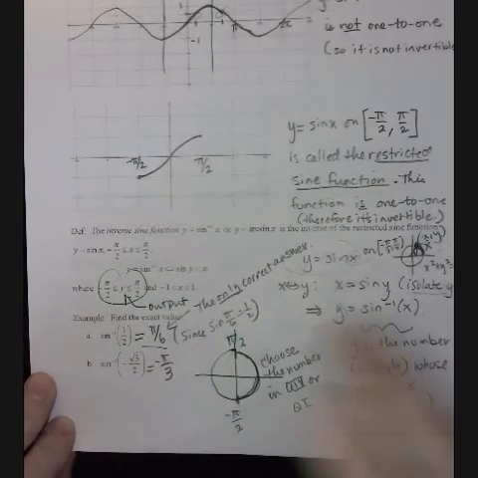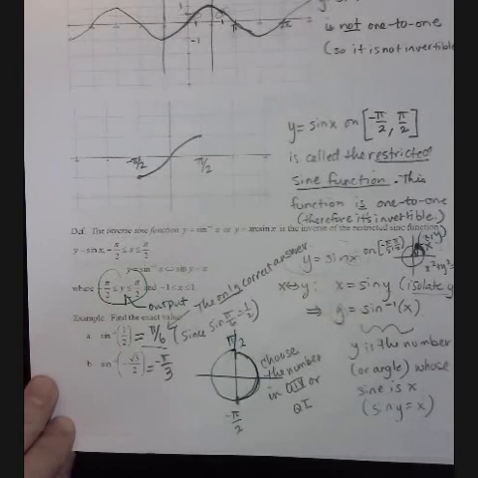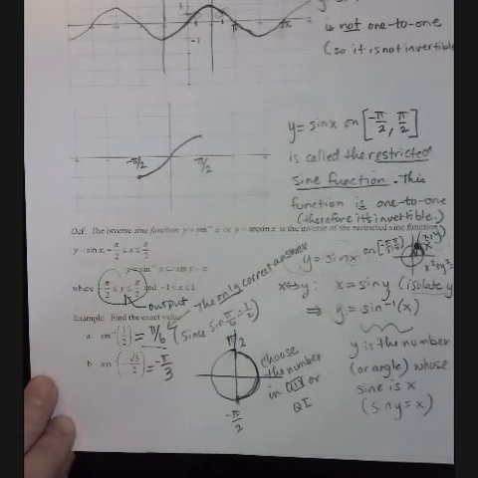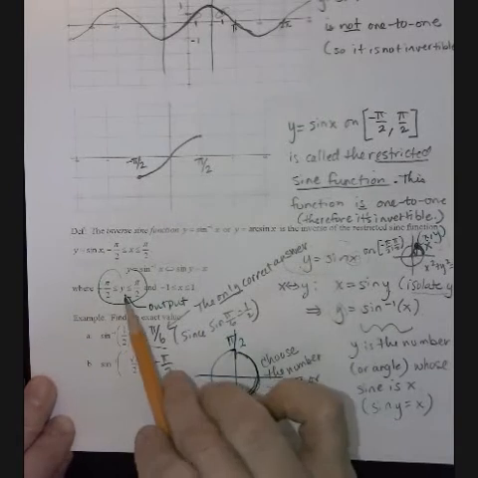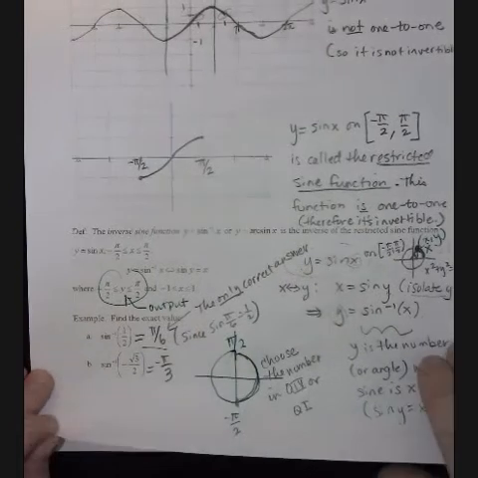Yes, there's other numbers you could take the sine of and get negative square root of 3 over 2. But by definition, we have to pick the one in this interval. There's no other choice. This is the only correct answer, or we don't have a function.